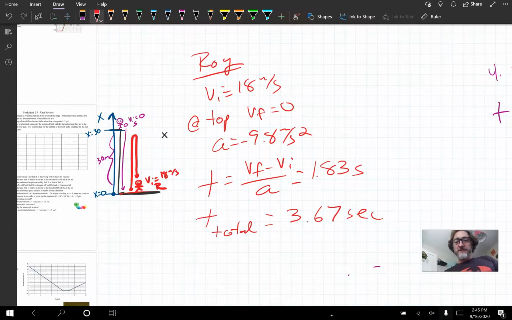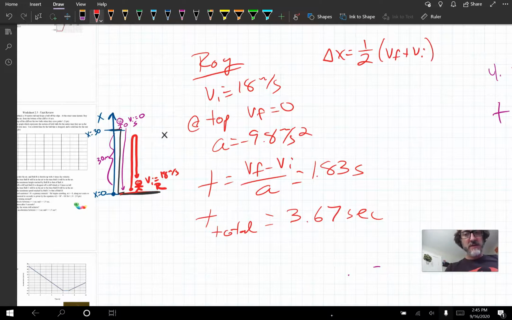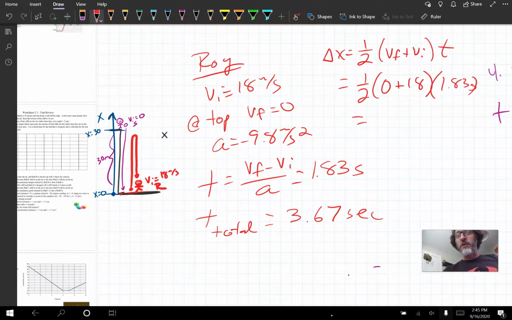All right. And I guess the other thing we probably need to know is how high it goes at the top, right? So to find the displacement at the top, take your pick of the linear motion equations. I happen to like this one. So when it gets to the top of the path, the VF is 0, the VI was 18, and the time is the 1.83 seconds. So at the top, we're going to be 16.5 meters up. Okay, so that's all the information for Roy.